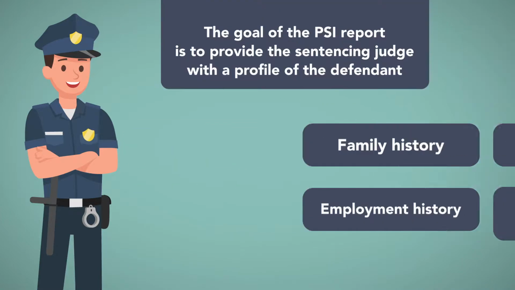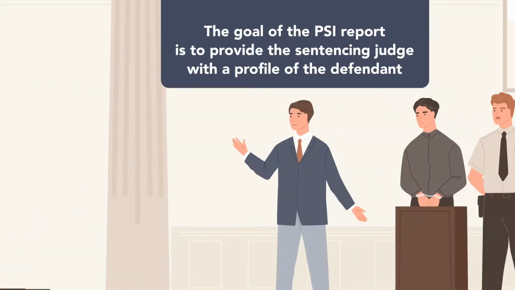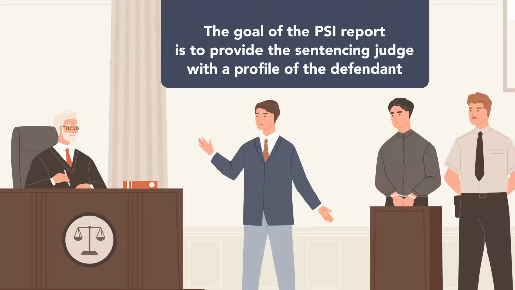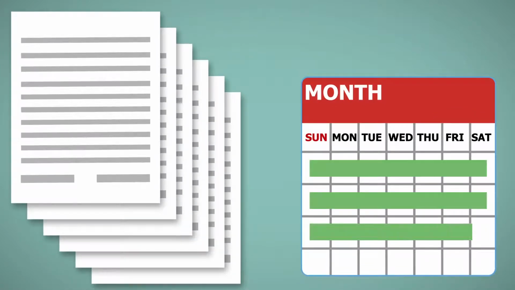The goal of the PSI report is to provide the sentencing judge with a profile of the defendant that is as complete as possible. Because PSI reports are intended to be so thorough, they are generally several pages in length and can take weeks to complete.